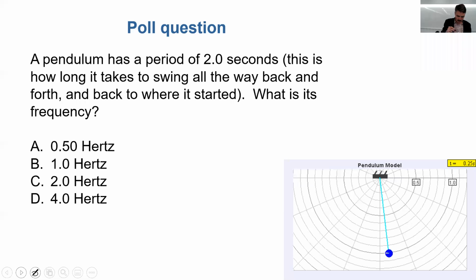Let's do a more quantitative thing. If you've got a pendulum, like this one, which has a period of 2 seconds, that's how long it takes to swing all the way back and forth. So it starts at one end, takes 1 second to swing all the way across, and another second to get all the way back to where it started. What is the frequency? Is it A, 0.50 hertz, B, 1.0 hertz, C, 2.0 hertz, D, 4.0 hertz?